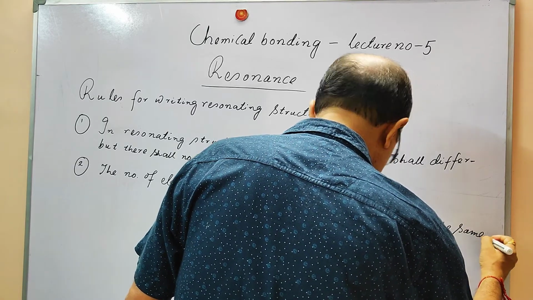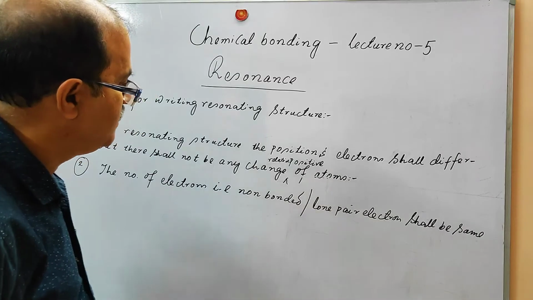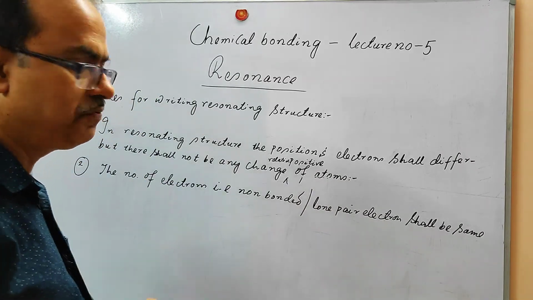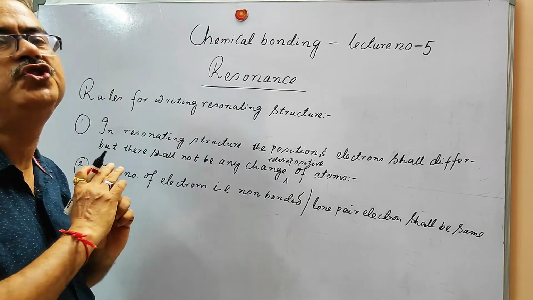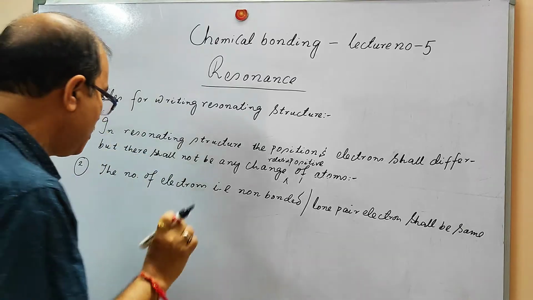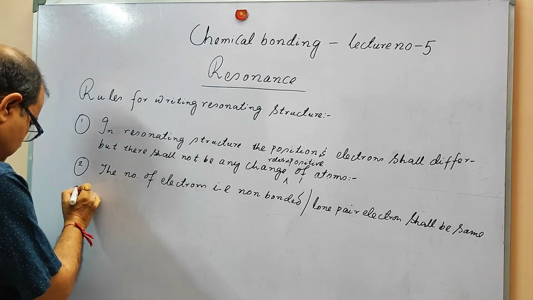There will be no change in the lone pair electrons. You can take the example of any of the resonating structures we have discussed, and you will find there will be no change in the number of lone pair electrons.